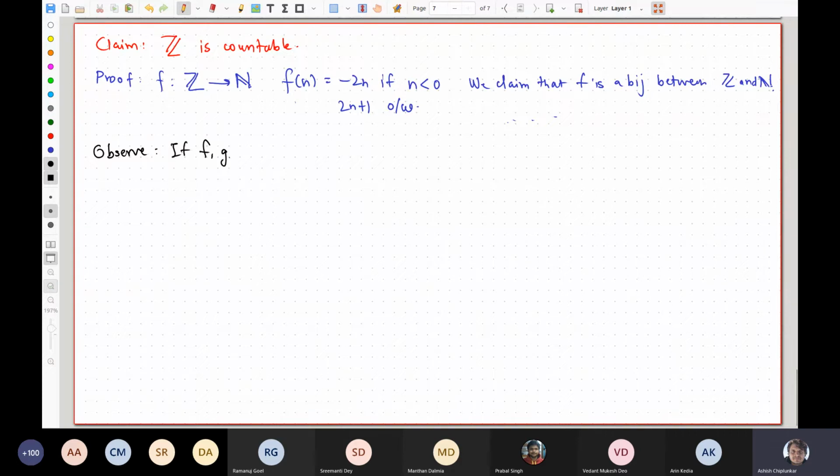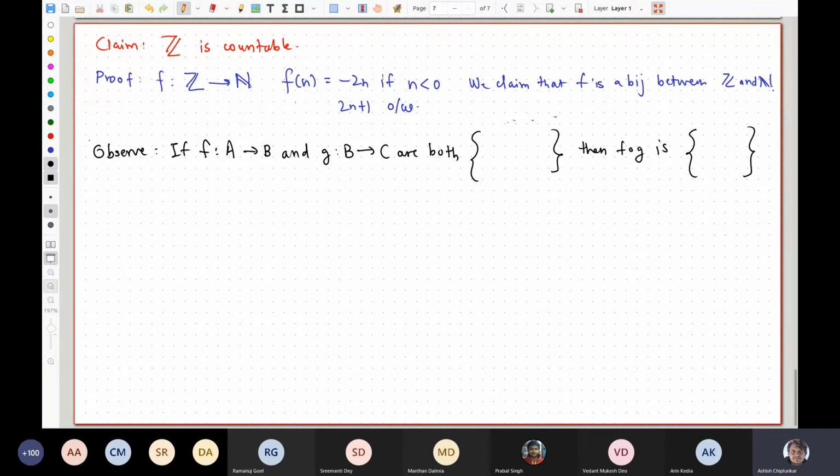that if f going from a set A to B and g going from the set B to C are both injective, then f compose g is injective. I hope you can all verify this easily.